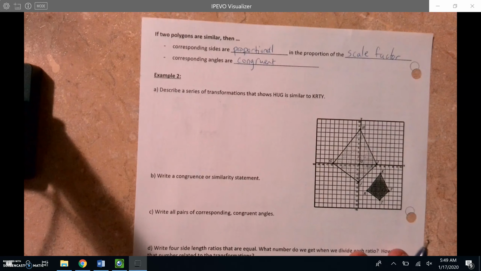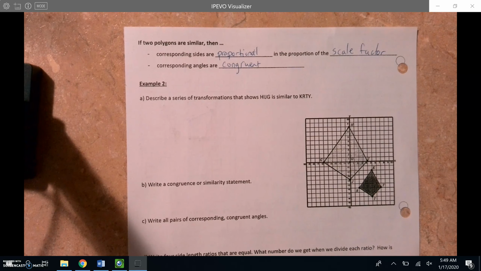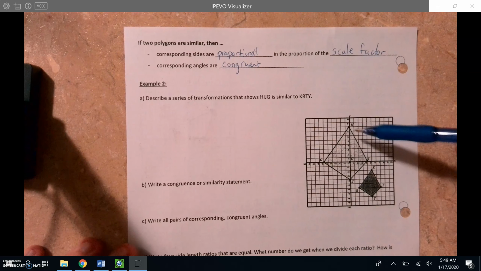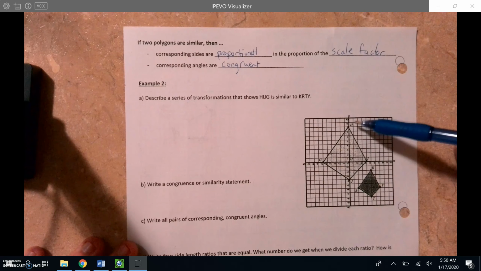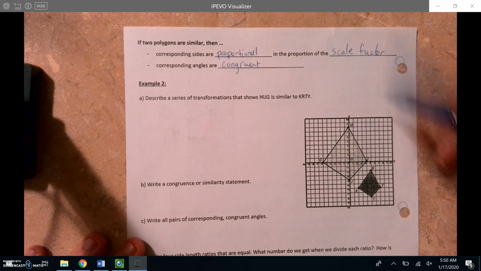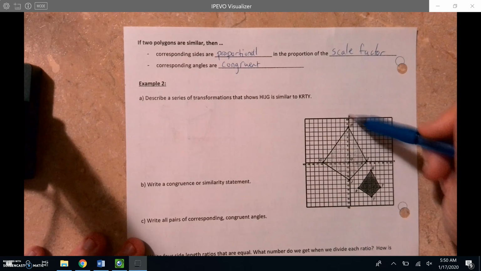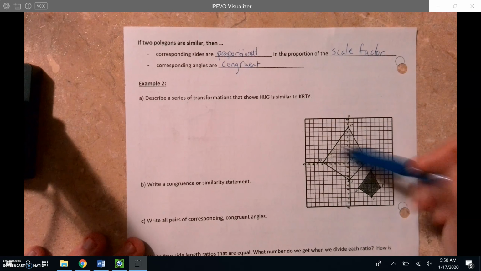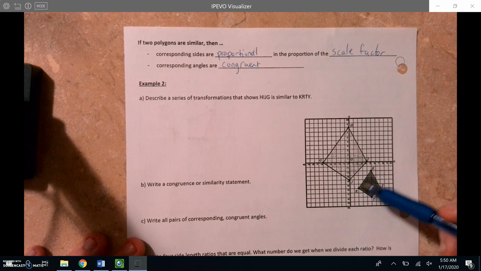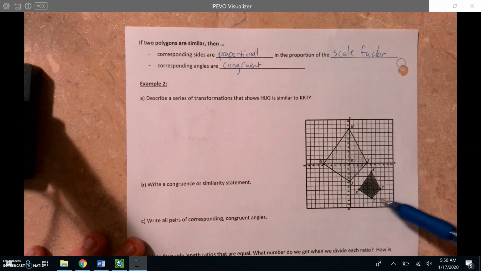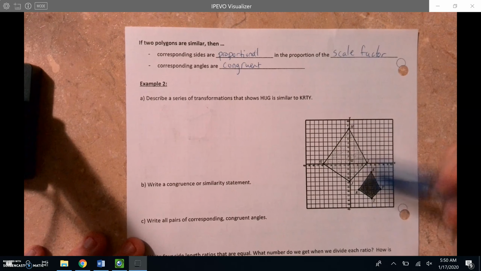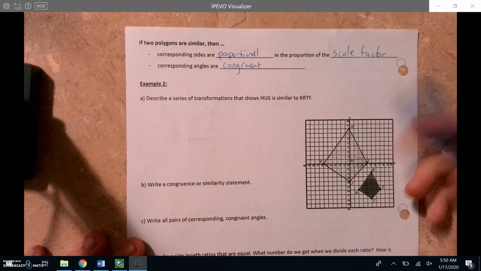Pause the video and try to describe a series of transformations that shows HIJ is similar to KRTY. I'm going to start right now. What I'm going to do is try to find how much I need to shrink down by. So, I could find any of these distances and compare them between the two images and find out what the ratio is.